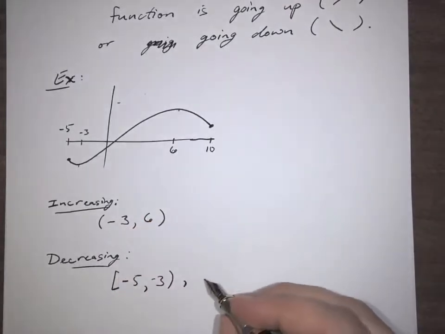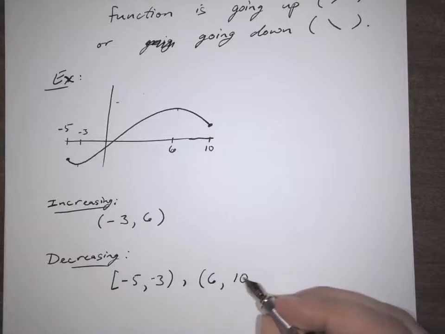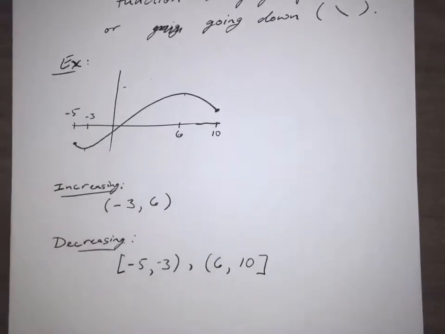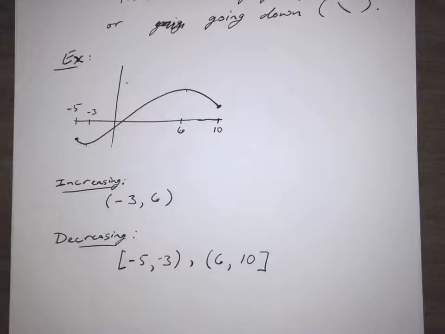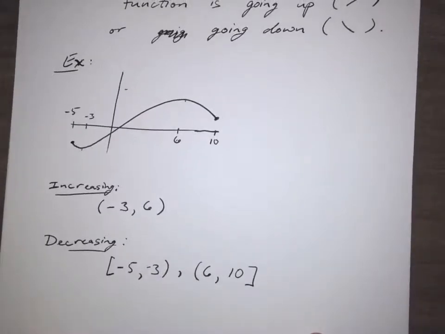And then we have another one that starts at x equals 6, but not inclusive, and it goes until 10. And again, because of the dot, it is included on that one. So those are intervals of increase or decrease.